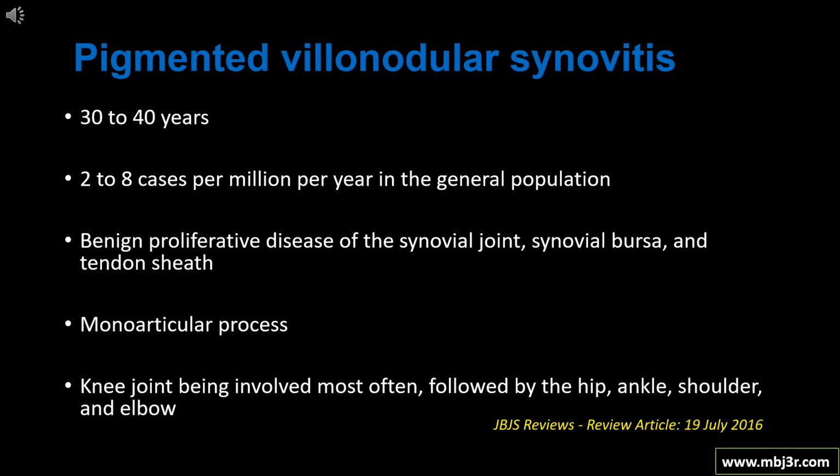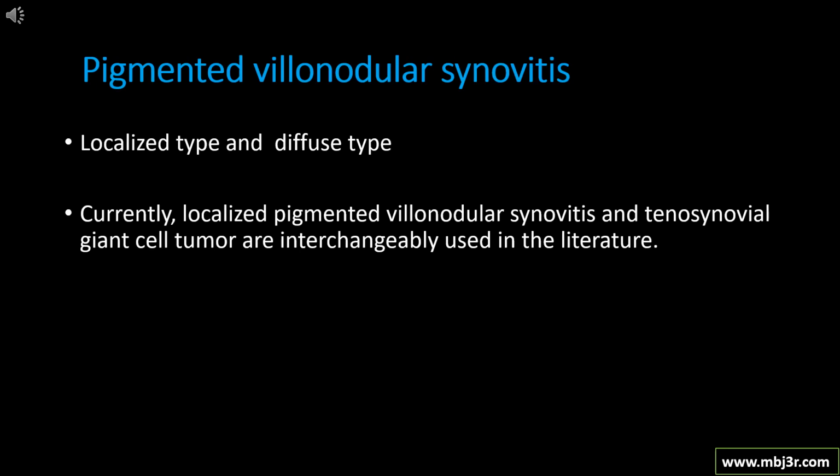It is usually a monoarticular process, with the knee joint being involved most often, followed by the hip, ankle, shoulder and elbow. There are two types, a localized type and a diffuse type. Currently, localized pigmented villonodular synovitis and tenosynovial giant cell tumors are used interchangeably in the literature.